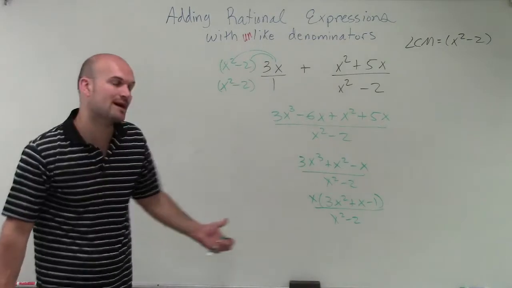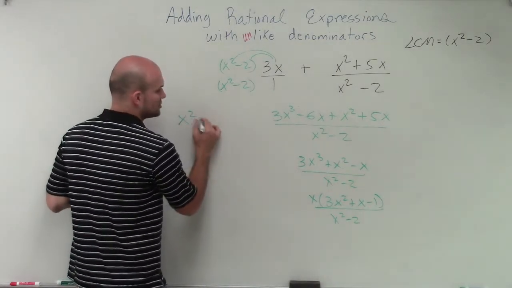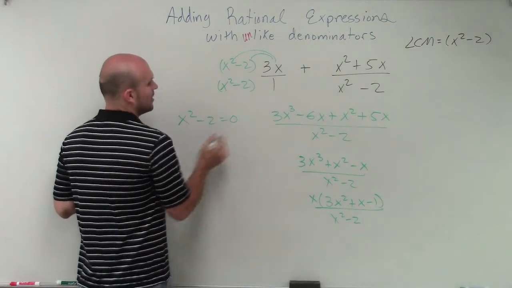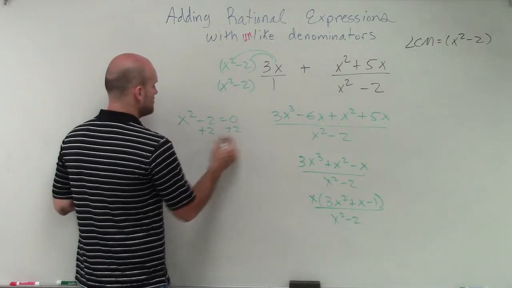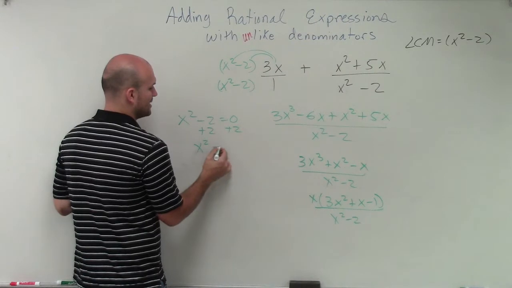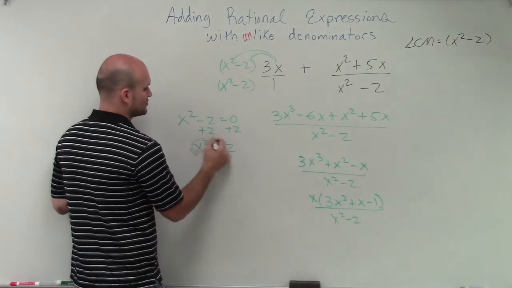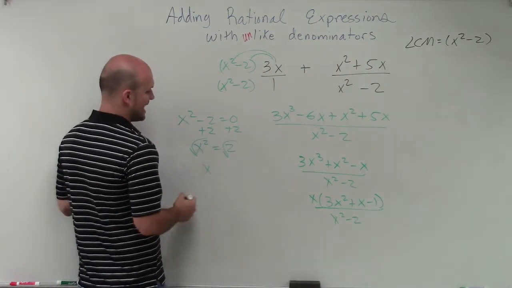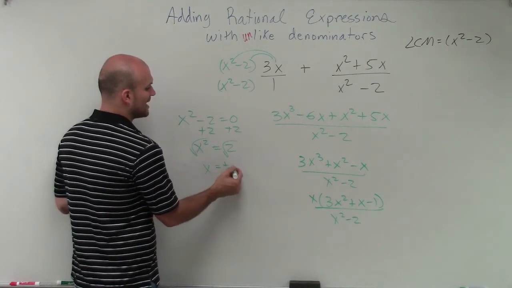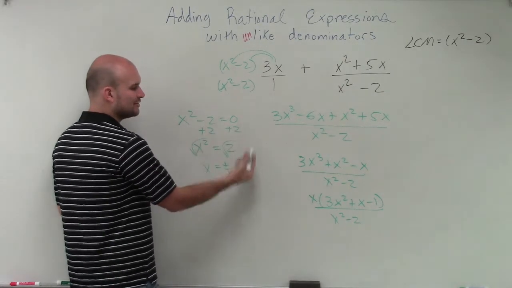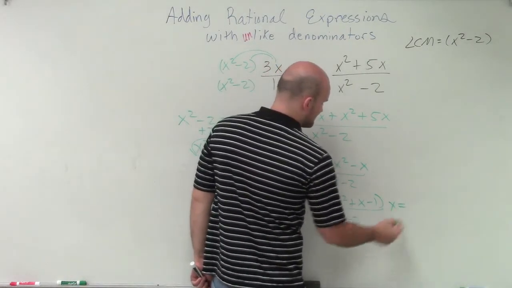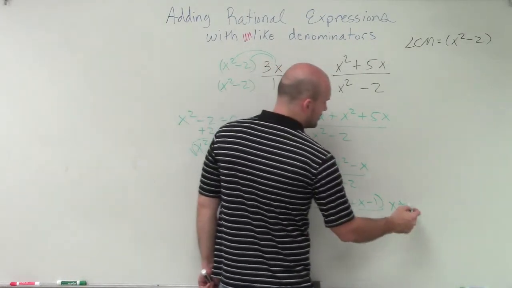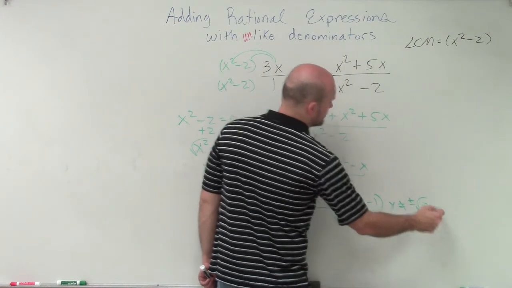Now I need to determine what are my constraints. So remember, to find our constraints or restrictions of our problem, we need to set our denominator equal to 0. So I'll use the square root method by now isolating my x squared. Then I take the square root, take the square root. So x cannot equal plus or minus the square root of 2. Because remember, when you introduce the square root, you have to include plus or minus. So my restriction is x cannot equal plus or minus the square root of 2.